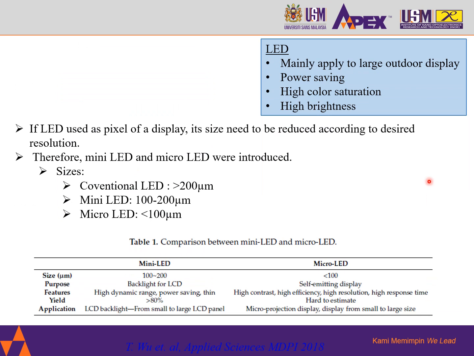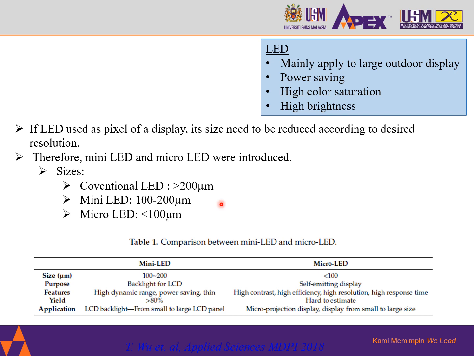So if an LED is used as a pixel of a display, its size needs to be reduced according to the desired resolution. Therefore, mini LED and micro LED were introduced. These are the size definitions of these three categories of LED dimensions. The first one is the conventional LED.